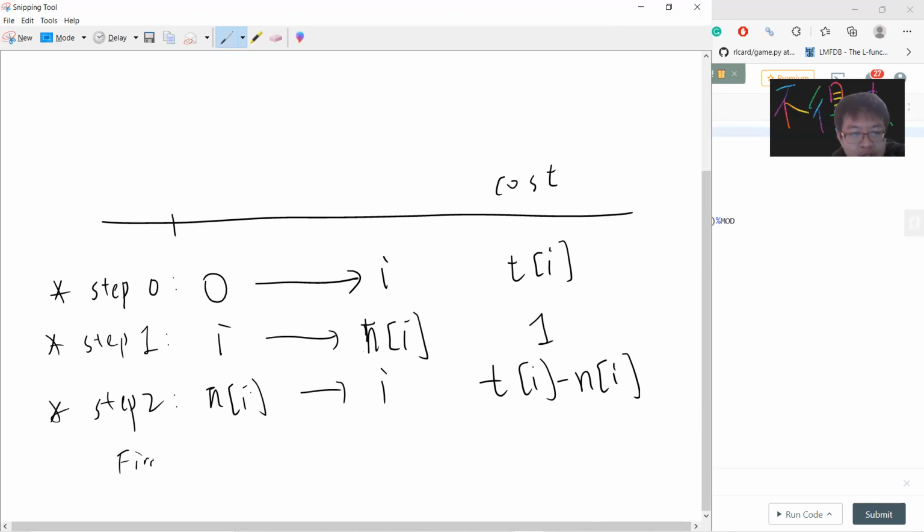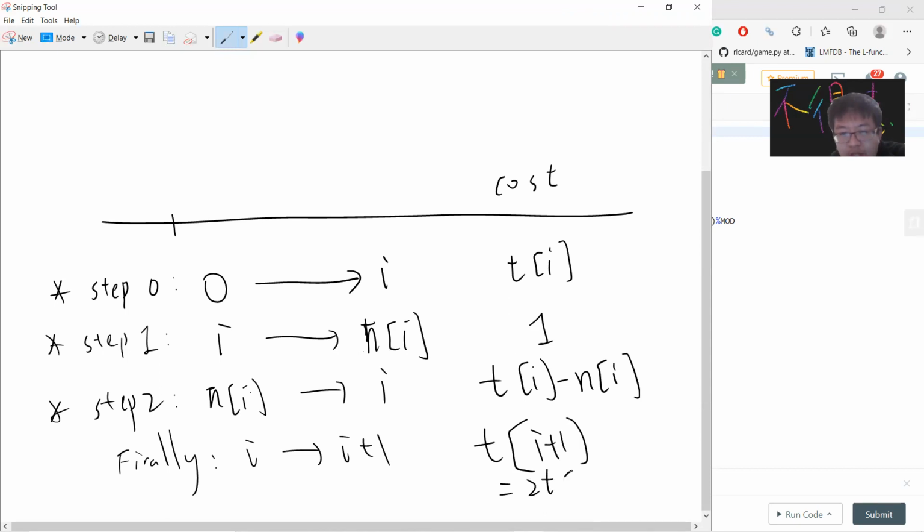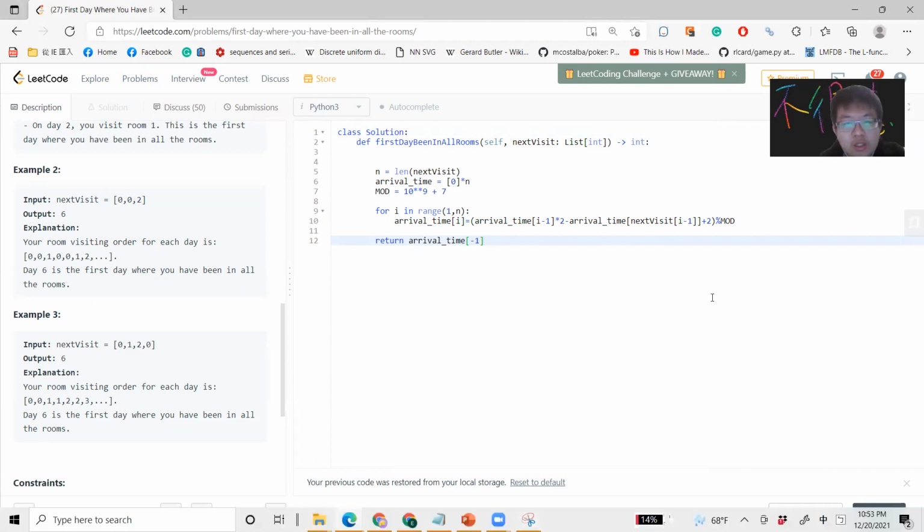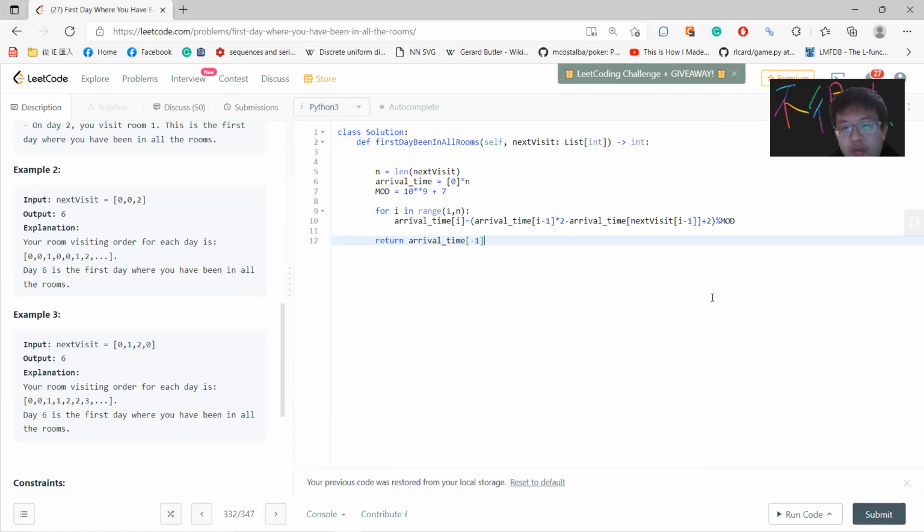So finally you go from i to i plus 1, which takes one more step. T of i plus 1 equals the total steps: 2 times T of i plus 2 minus T of nextVisit of i. It's just T of i plus 1 equals 2 T of i plus 2 minus T of nextVisit of i. That's the recursion, very simple. You define n to be the length, and the arrival time array to be 0 times n, and you define the mod. For each i from 1 to n, arrival time i is arrival i minus 1 times 2 minus arrival time of nextVisit of i minus 1, plus 2, taken modulo the mod.